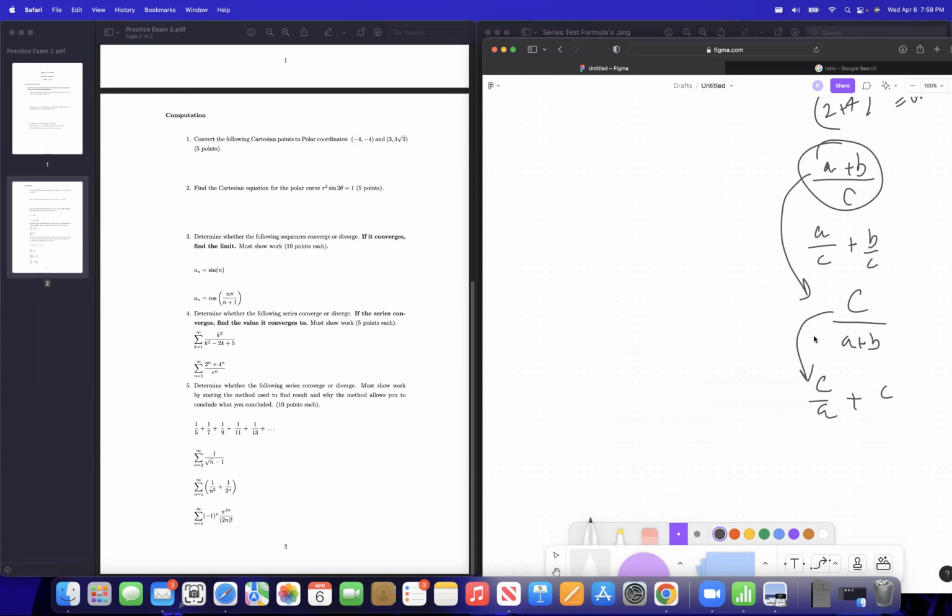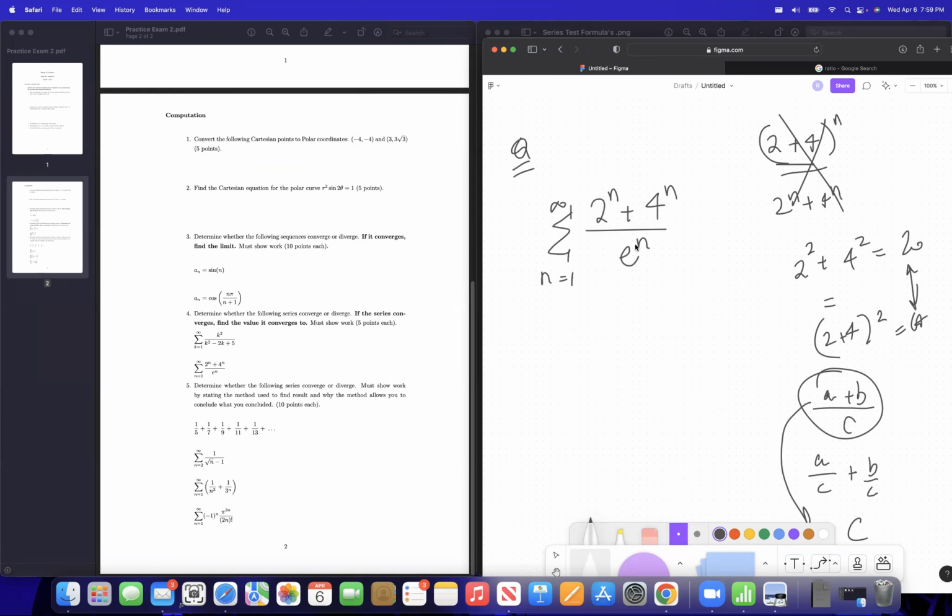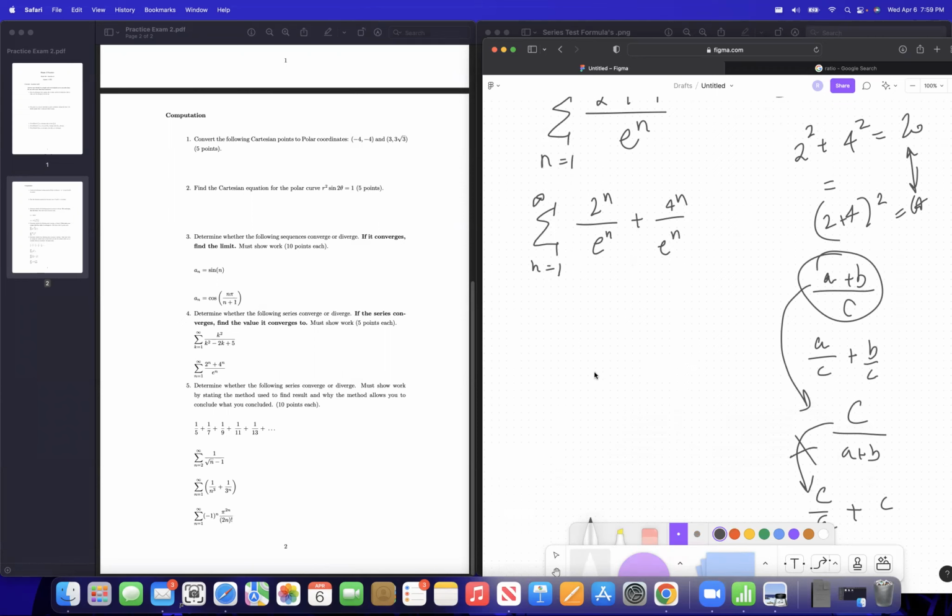But this is not allowed. Okay, and so here we clearly have the A plus B type over C. So we can separate that out, right? We can do the sum from n equals 1 to infinity of 2n over e to the n plus 4n over e to the n, right? It's a common denominator. That's how you can remember this: if there's a common denominator, then you can split them up. But here there isn't a common denominator, so you actually can't split them up, right?